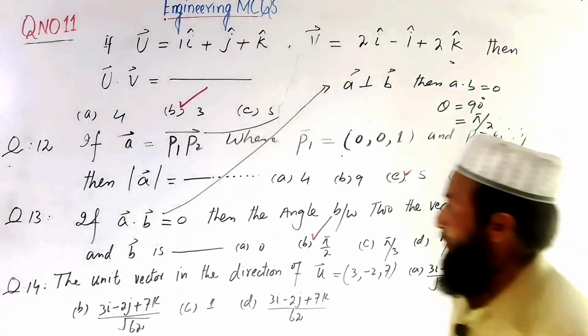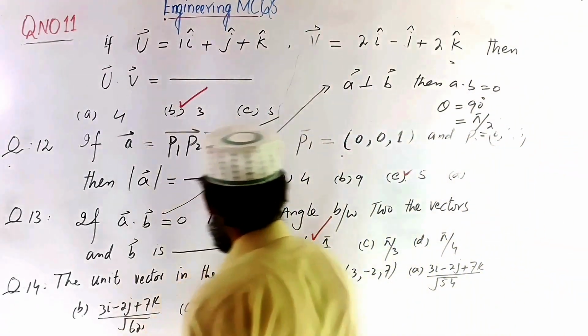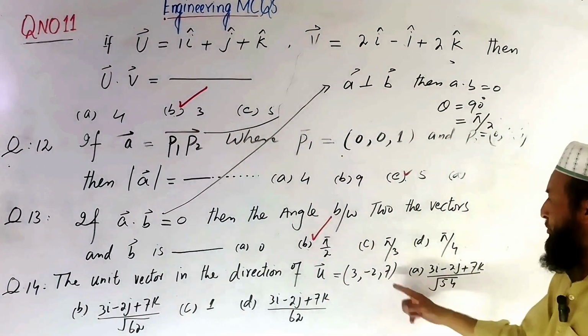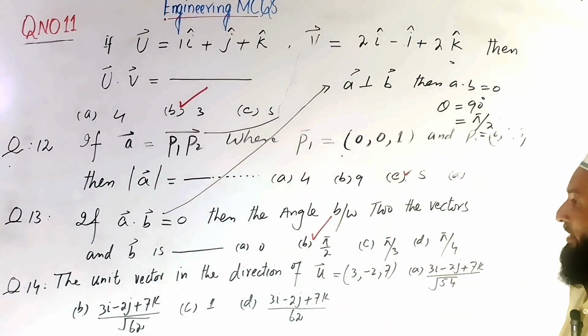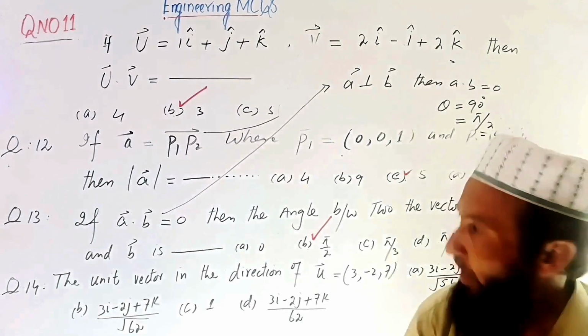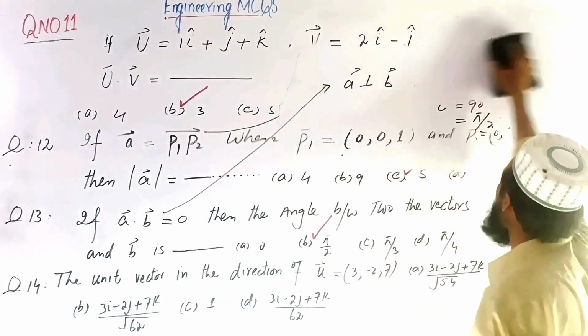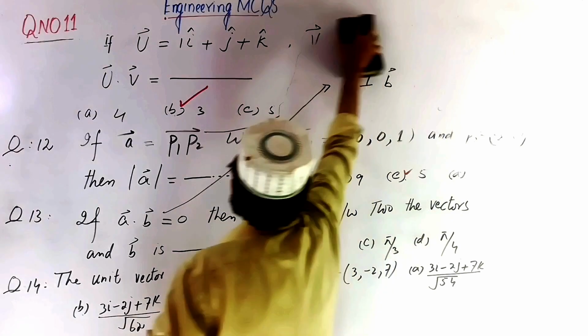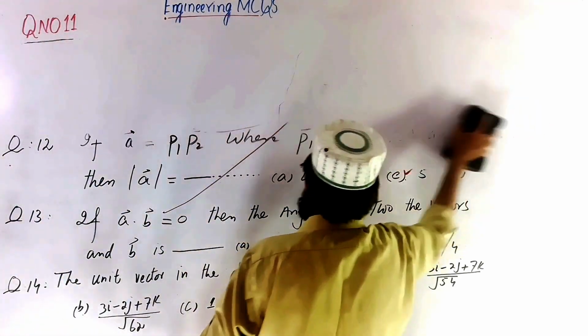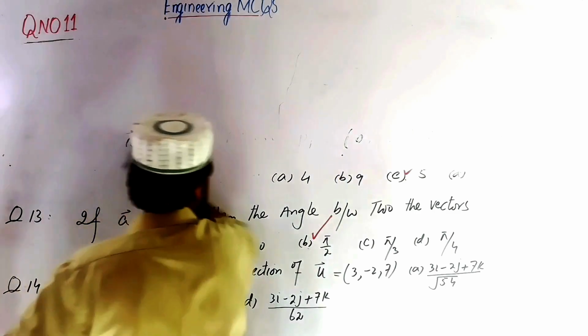Now question number 14. The unit vector in the direction of u, where the given vector is 3, minus 2, 7. What is the result of the unit vector in the direction of the given vector? We have already done this. The unit vector is that vector whose magnitude is 1. If we calculate this result, what will happen?